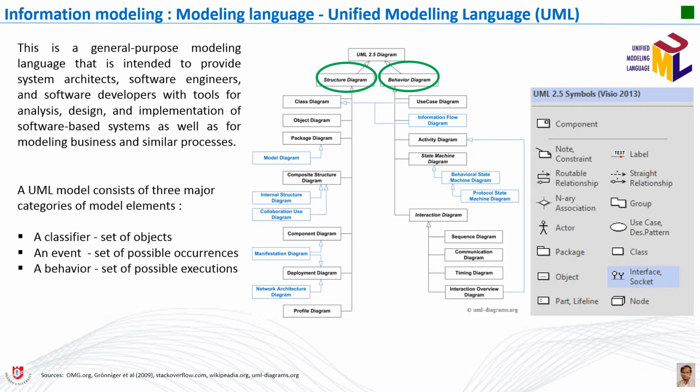An event describes a set of possible occurrences. An occurrence is something that happens that has some consequence with regard to the system. A behavior describes a set of possible executions. An execution is a performance of a set of actions, potentially over some period of time, that may generate and respond to occurrences of events, including accessing and changing the state of objects.